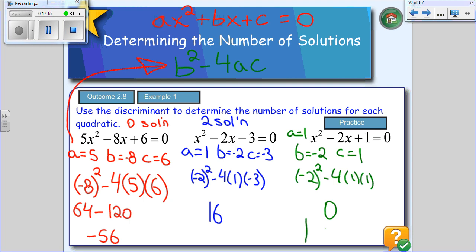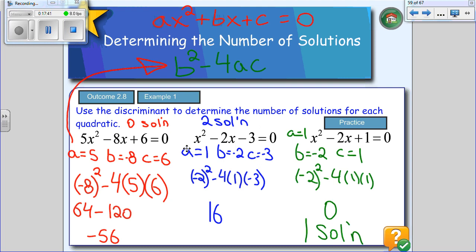Everybody got that? Awesome. Things to remember. Make sure you have a negative in brackets if your B value is negative. That's probably the biggest thing people make a mistake on. The next thing people make a mistake on is you don't actually have to square root the discriminant to figure out the answer. Right? The discriminant is only the thing underneath the root sign. It doesn't include the root sign.